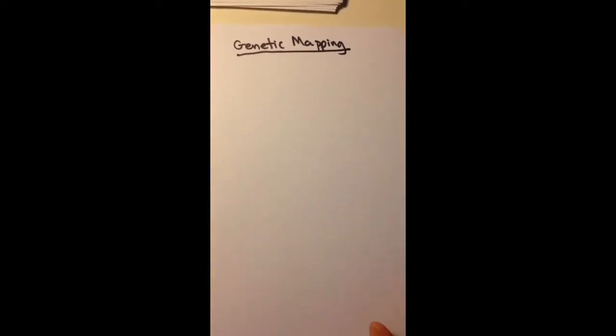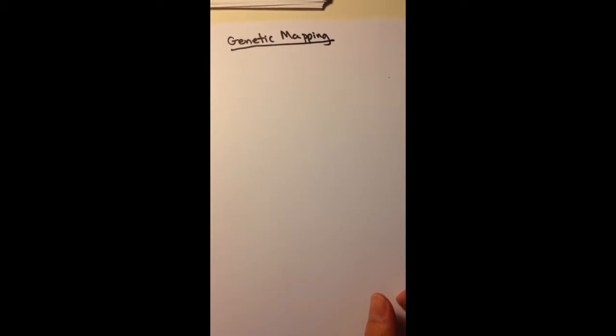So we're going to talk about genetic mapping. Genetic mapping is figuring out the placement of linked genes on a chromosome. Two genes on the same chromosome, you would consider those two genes to be linked. Genetic mapping is showing where those two genes are in relation to each other. So what we're going to do is show, based on the percent crossover between two genes, where the other genes are on the chromosome.